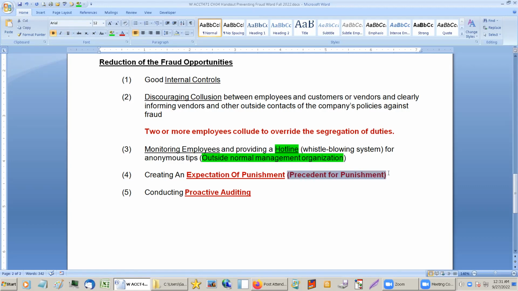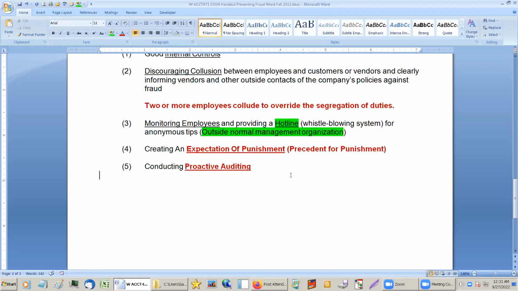Now, the precedent can go the other way too, though. If you don't punish the employee that's committed the fraud, all of a sudden you're going to have a lot more fraud. So, okay, that's it for chapter 4.